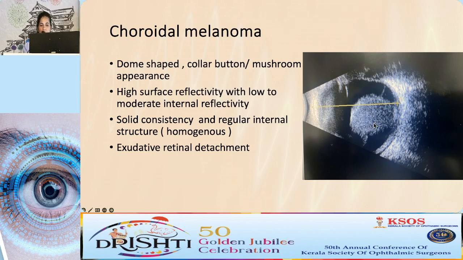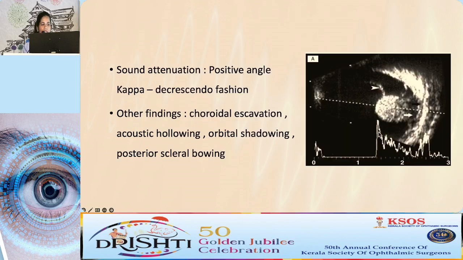collar button or mushroom appearance. If you see that, this is a choroidal melanoma until otherwise proven. It has high surface reflectivity with a low or moderate internal reflectivity. And also the internal reflectivity is homogeneous, and you will have an exudative retinal detachment. And the other feature which is asked in exam is positive angle kappa, which means a decrescendo fashion due to the high surface reflectivity and low internal reflectivity.